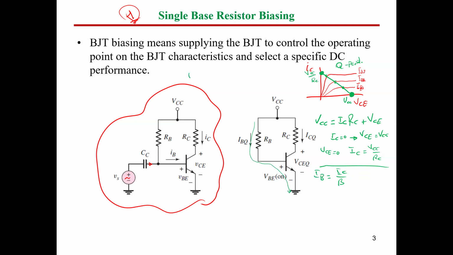So we can say VCC equals I base times R base plus the value of VBE on, which is 0.7 volt. So if you get the value of IB by means of collector current and beta, it's easy now to identify the value of the base resistor. So this is the way we can identify the parameters in order to achieve a certain Q point for our BJT in this circuit configuration, which is single base resistor biasing.